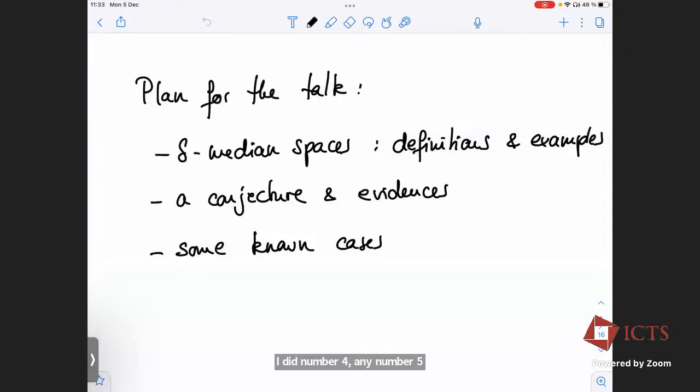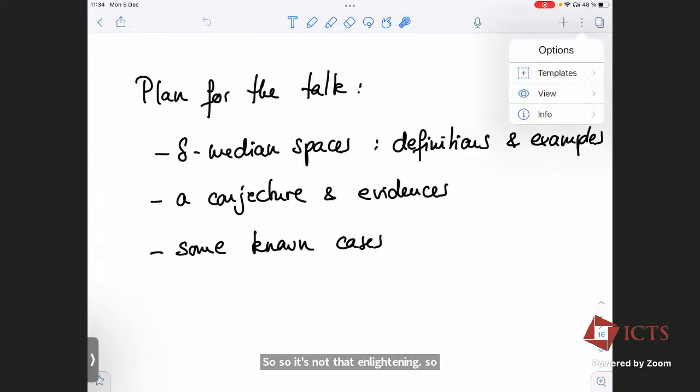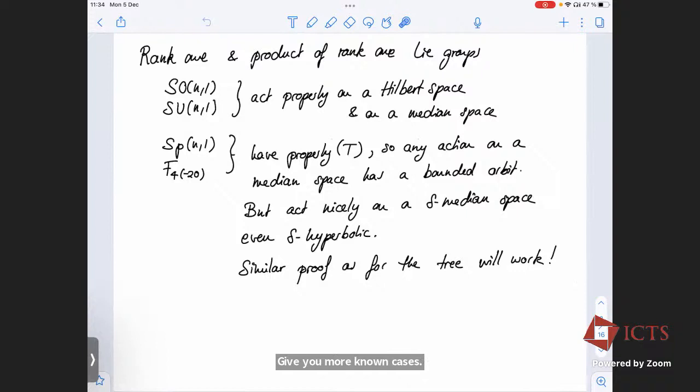So we saw the tree case and the CAT(0) cube complex case, even though the one that I showed you was a hyperbolic one, so it's not that enlightening. So let me just give you more known cases. Rank one and products of rank one groups.